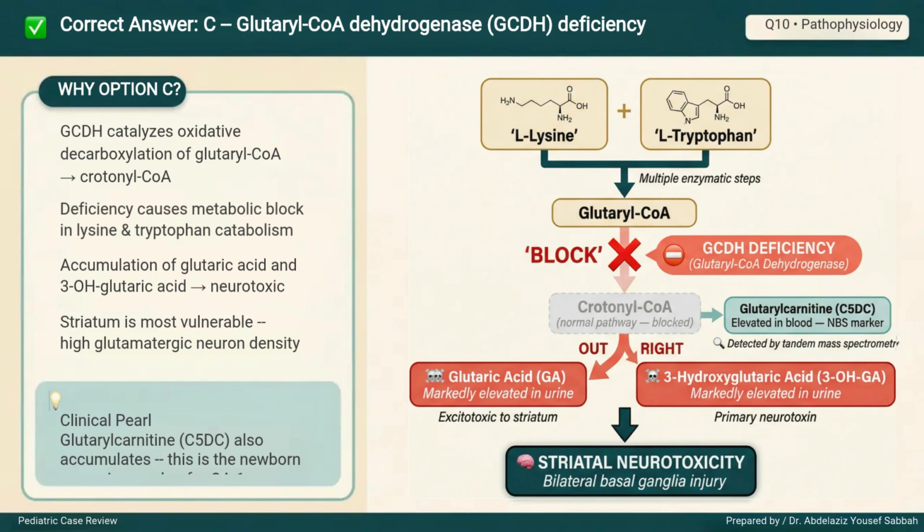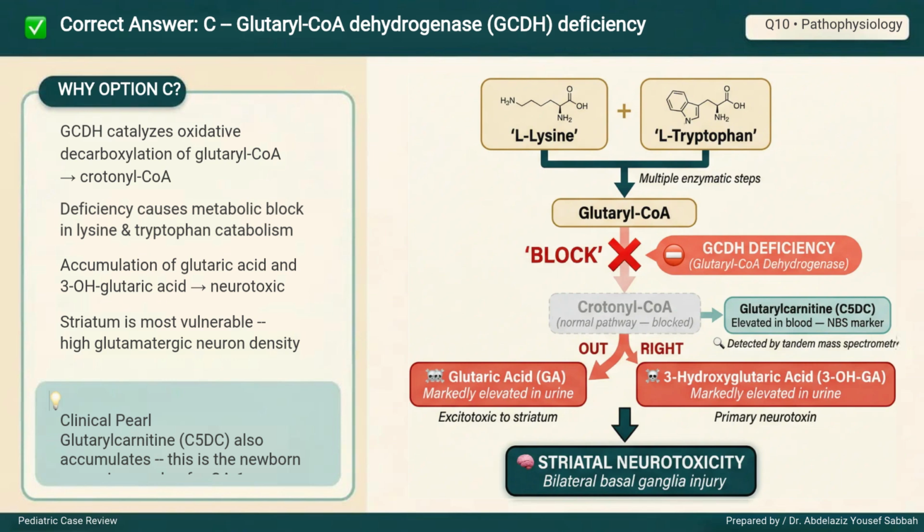This enzyme catalyzes the oxidative decarboxylation of glutaryl coenzyme A to crotonyl coenzyme A. Deficiency causes a metabolic block in lysine and tryptophan catabolism, leading to accumulation of glutaric acid and 3-hydroxyglutaric acid, which are neurotoxic. The striatum is most vulnerable due to its high density of glutamatergic neurons.